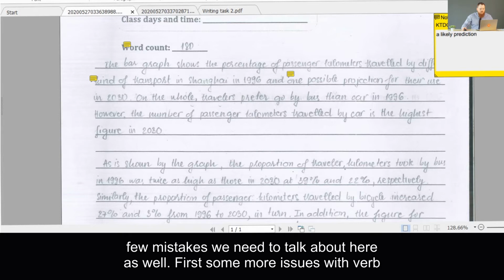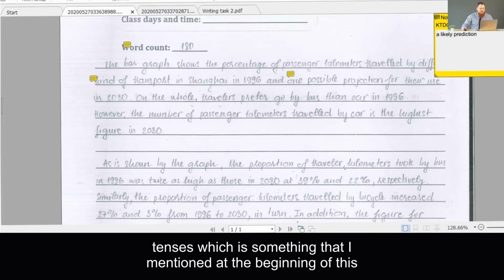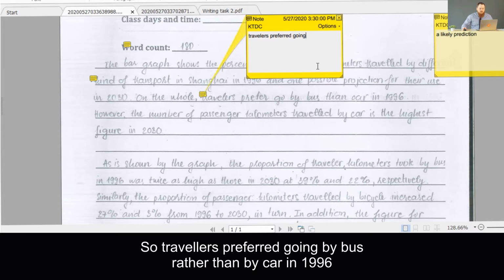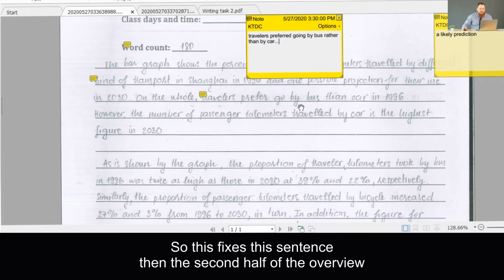First, some more issues with verb tenses, which is something that I mentioned at the beginning of this. So travelers preferred going. Travelers preferred going by bus rather than by car in 1996. Okay, so this fixes this sentence.